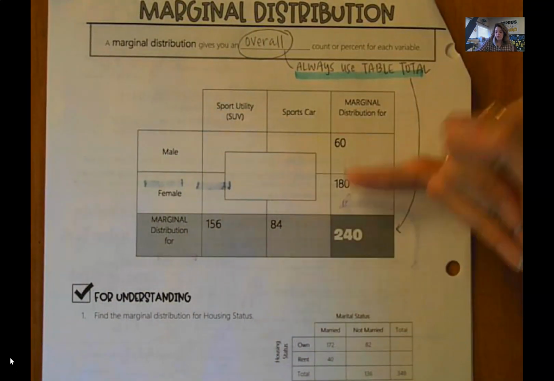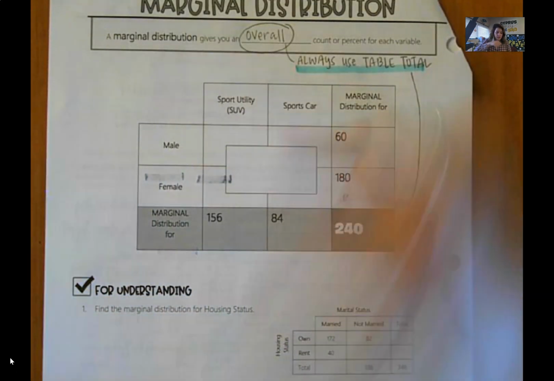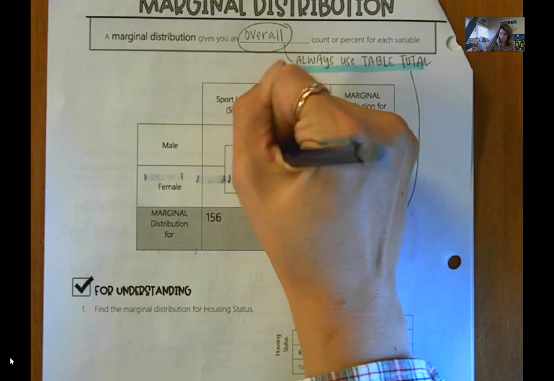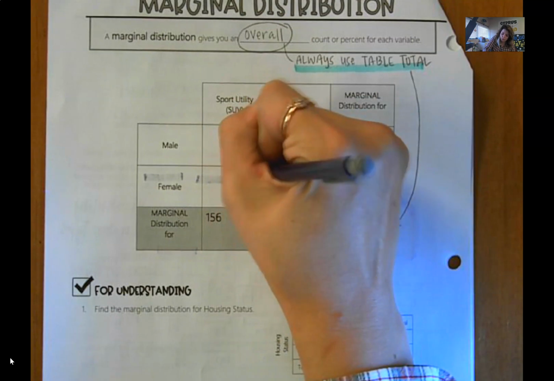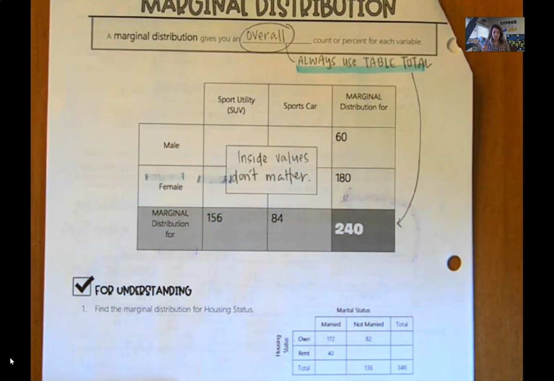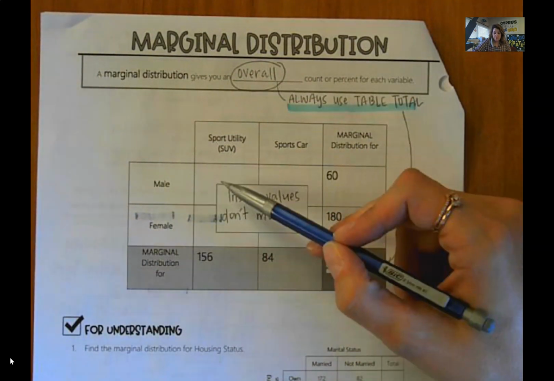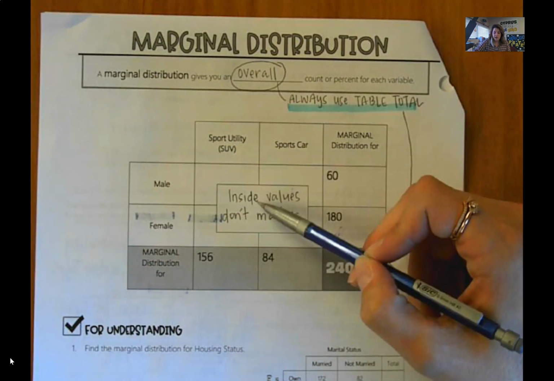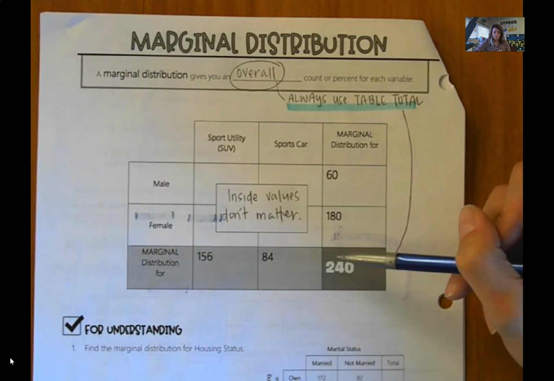Now if we move down and look at our actual two-way table, notice that I am not interested in any of the inside values. So in this box, I'm writing: inside values don't matter when you're doing a marginal distribution. It doesn't matter how many males drove an SUV compared to a sports car. None of those values matter. The only values that matter are the total values for the table.